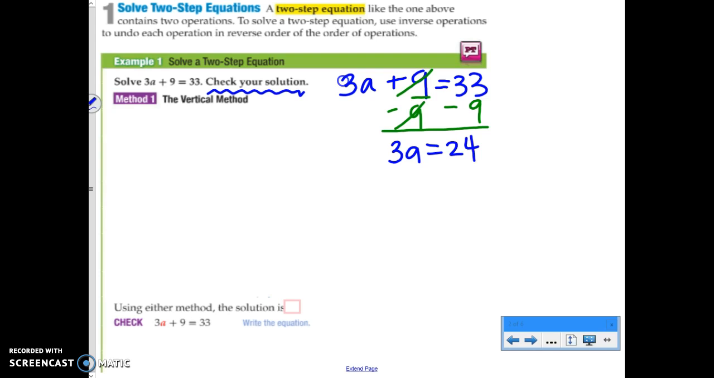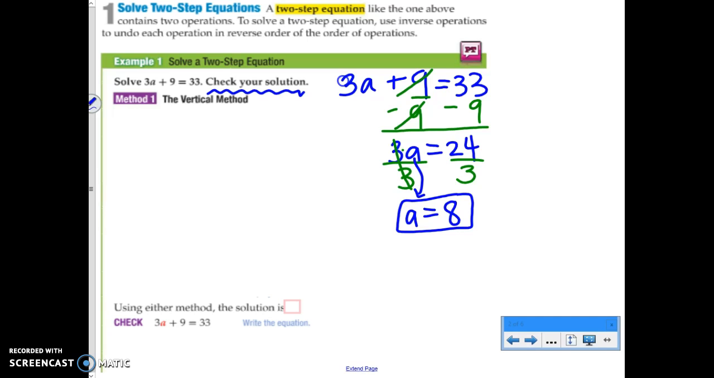Then the last step here, I'm left with just one more step. I know that 3a really means 3 times a, and the opposite, or the inverse, of multiplication is division. So I need to divide both sides by 3. And now I'm left with just a positive a equals, and 24 divided by 3 gives me 8. So I've come up with a solution for this equation.